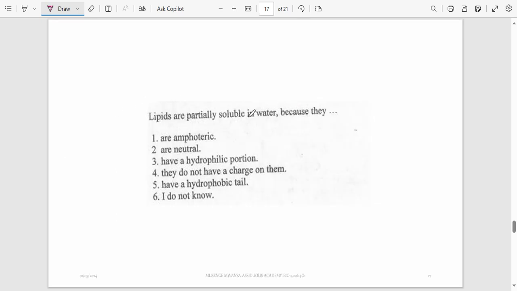Lipids are partially soluble in water because they are amphoteric and neutral, have hydrophilic portions. They do not have a charge on them, have hydrophobic tail. Which one would you pick?